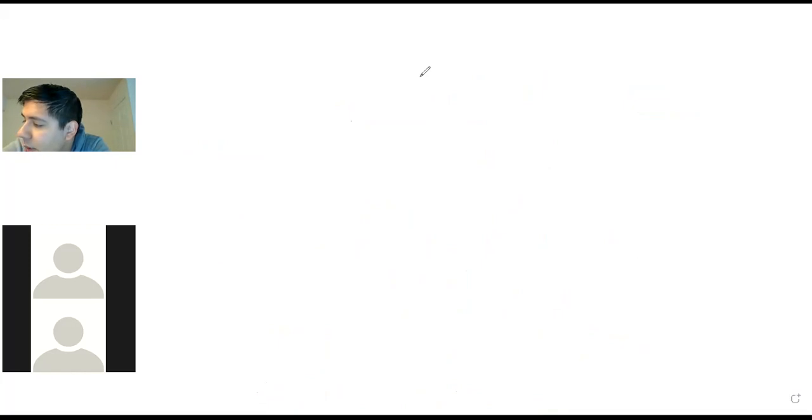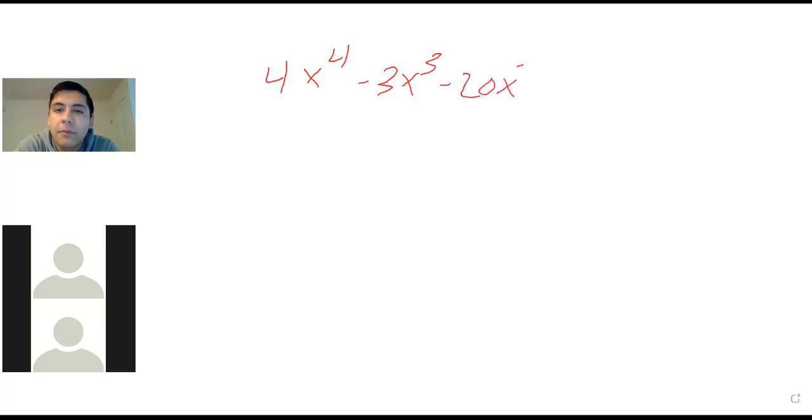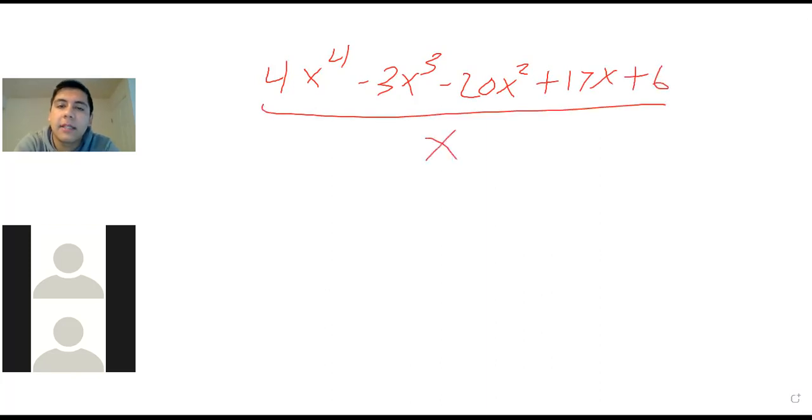So now I want to end with one that's actually going to give us a remainder, because I want us to see how to put that answer in. So we're going to have 4x to the power of 4, 3x to the power of 3, 20x to the power of 2, 17x, and 6. All of that divided by x minus 2.